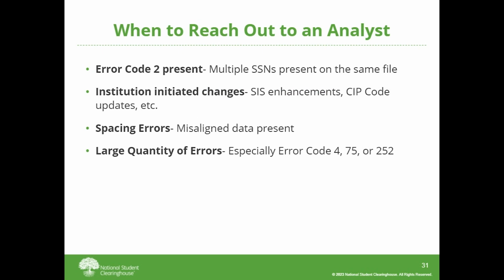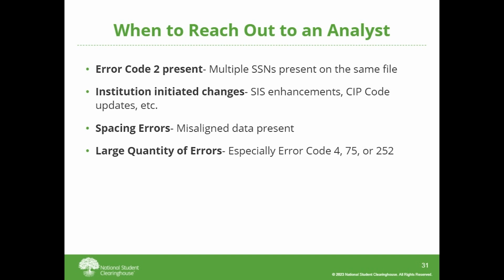I previously mentioned that there are some situations where we are able to accept the black warnings as reported. However, there are some black warnings that may require additional review or that we may need to resolve together. One of those warnings is the error code 2. This warning occurs when 2 records with the same Social Security number are sent in on a file. We are only able to accept 1 record per SSN on a file.